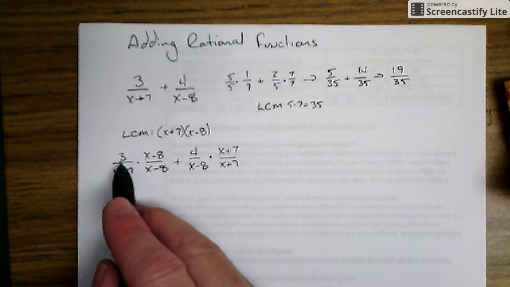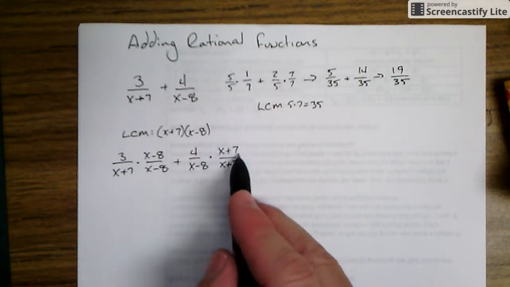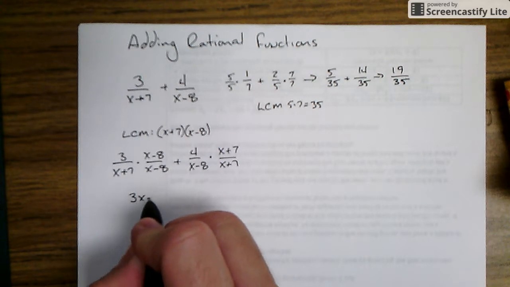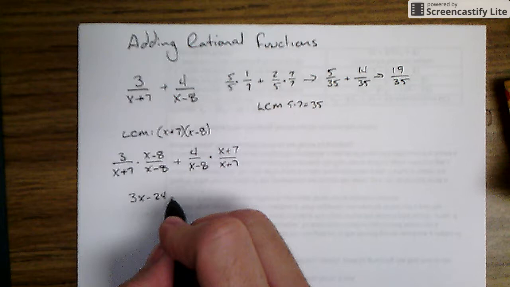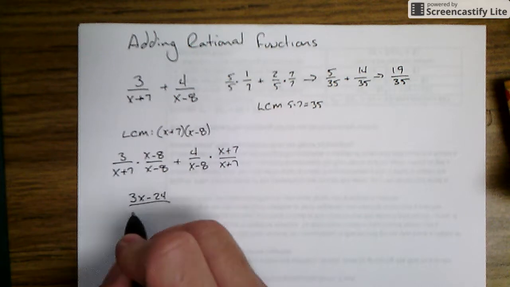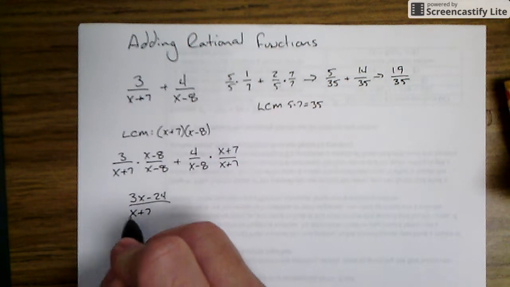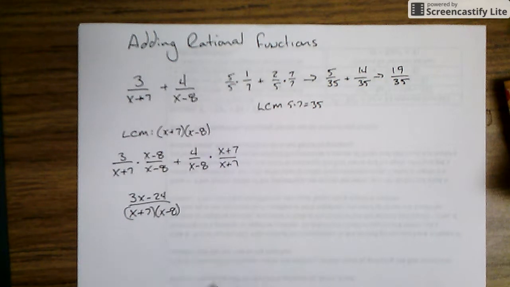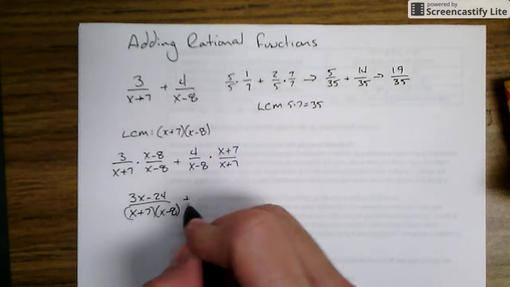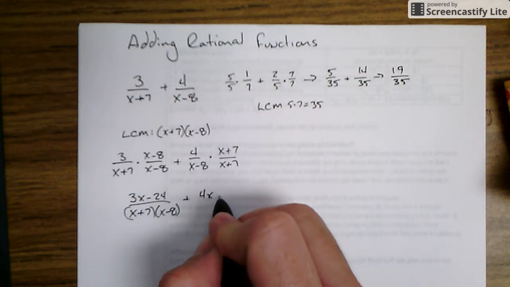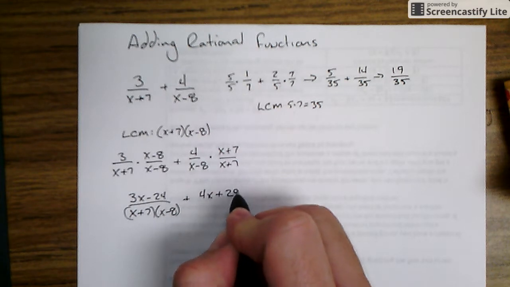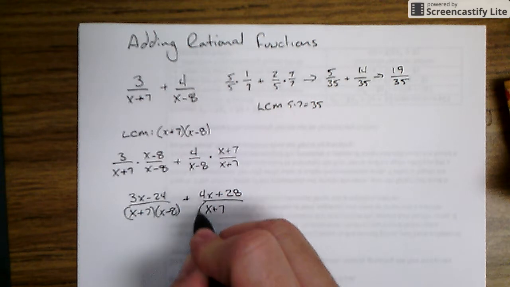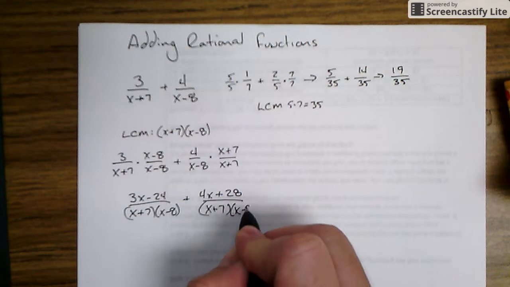Remember to distribute this 3 across both terms and this 4 across both terms. So I end up with 3x minus 24 over x plus 7 times x minus 8. And we're going to go ahead and leave that in factored form for now until we finish. Plus 4x plus 28 over x plus 7 times x minus 8.